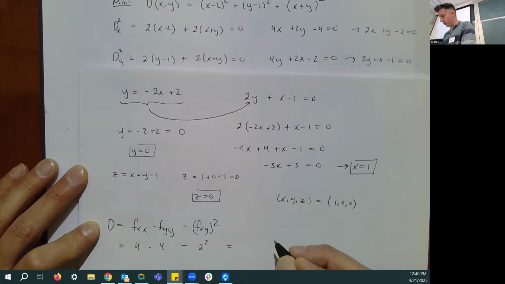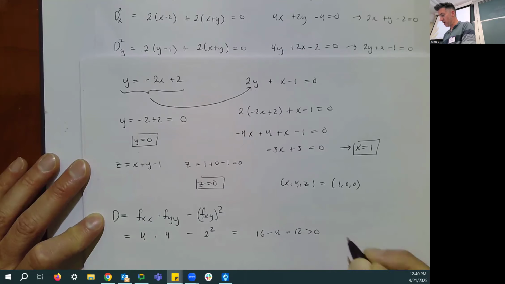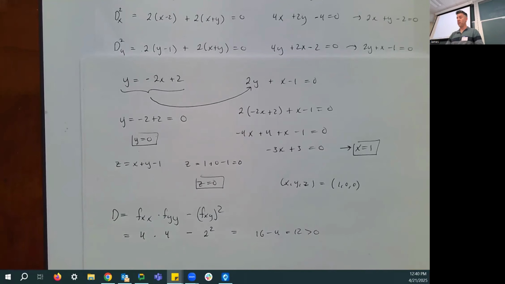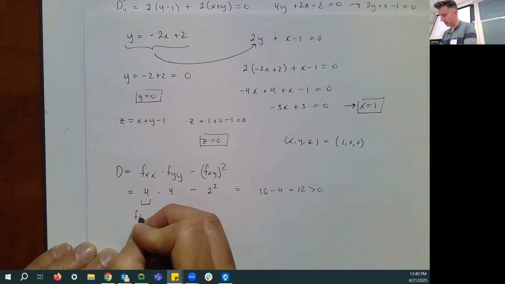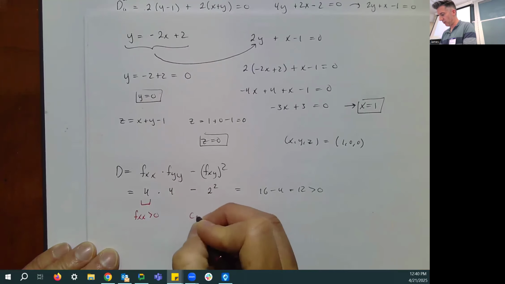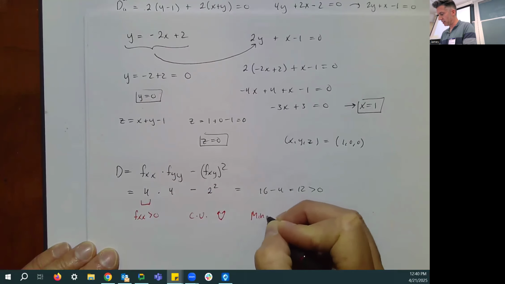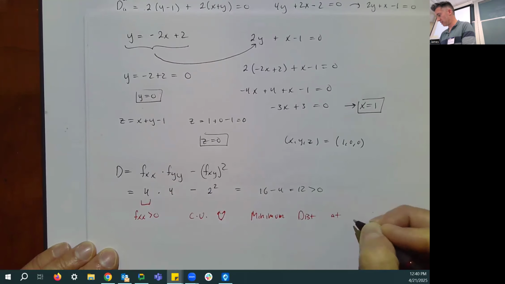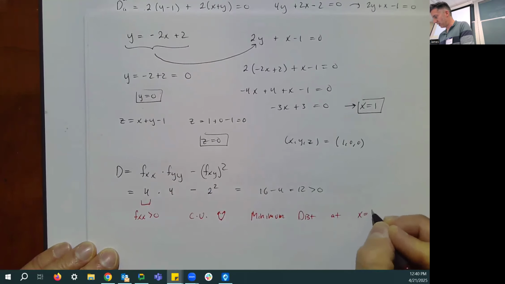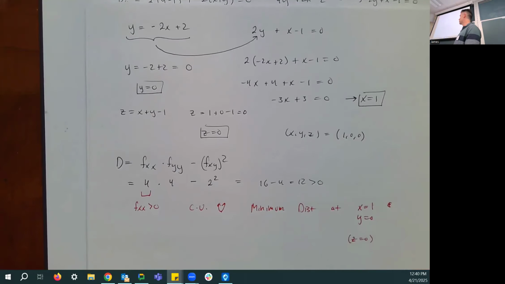And look, it's going to work out great. That's going to be 16 minus 4, which is 12, which is positive. So it's either a max or a min. But since we note that both fxx and fyy are positive, that means we're concave up, which means it has to have been a minimum. So yes, we get minimum distance at the point where x equals 1 and y equals 0, and also z equals 0. But that wasn't part of really showing it was a minimum.